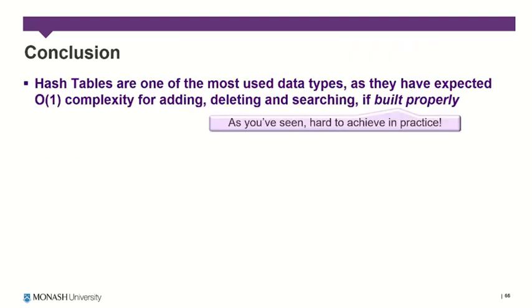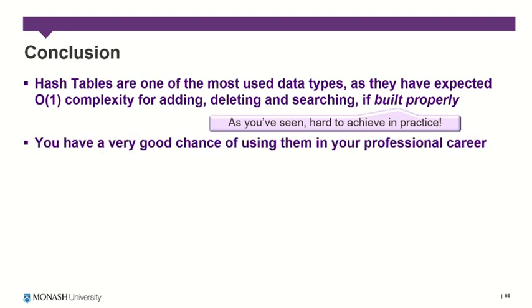So in conclusion, hash tables are the most common data type, as they have O(1) expectation for time complexity for adding, deletion, and searching, assuming they're built correctly. That means we have a good hash function, and ideally we rehash when the load factor becomes too high to ensure that we don't have large clusters, and just make sure that all operations are performing quickly. There's a very good chance that you'll use them in your professional career.